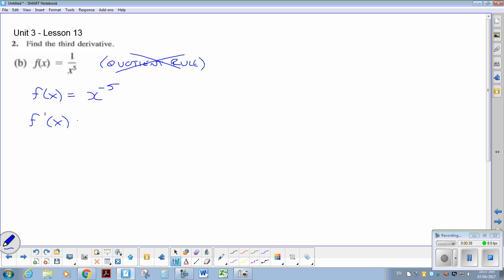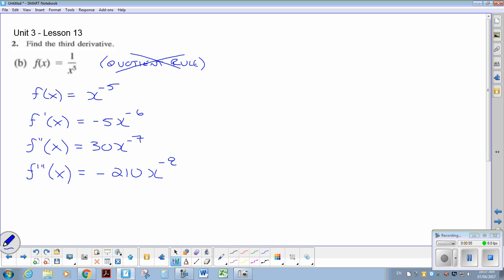The first derivative will be negative 5x to the negative 6. Second derivative will be 30x to the negative 7. And my third derivative will be negative 210x to the negative 8.